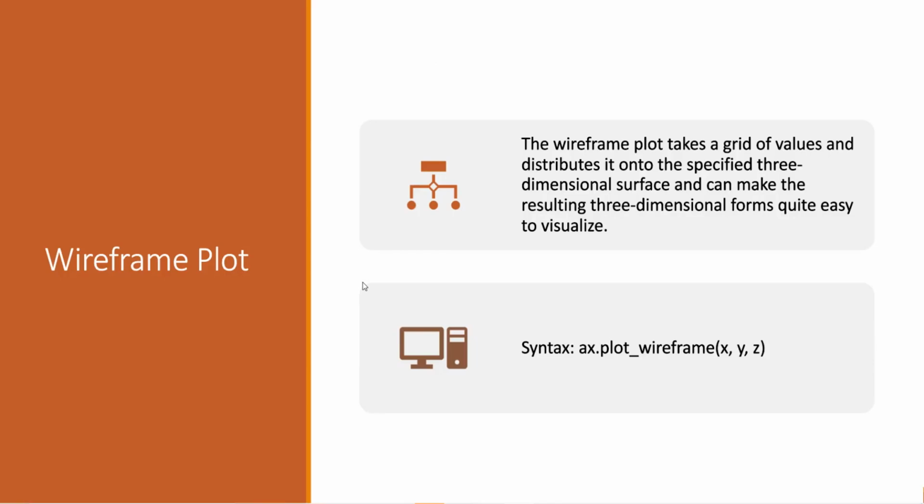The wireframe plot takes a grid of values and distributes it on the specified three-dimensional surface and can make the resulting three-dimensional form quite easy to visualize. And the syntax to create this wireframe plot is axis dot plot underscore wireframe, and we have to pass three arguments x, y, z, as we are going to create this plot as three-dimensional. For this reason, we need the three data coordinates. So now we will see an example to learn how we create the wireframe plot.